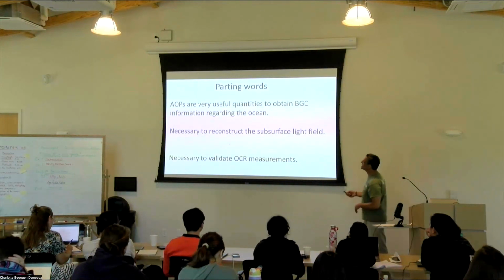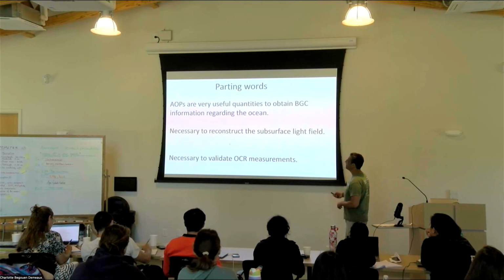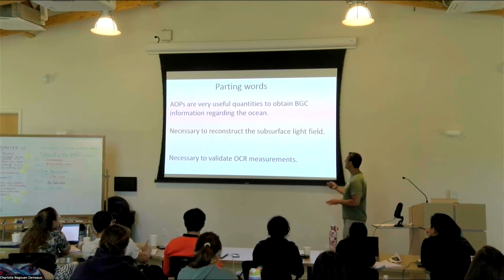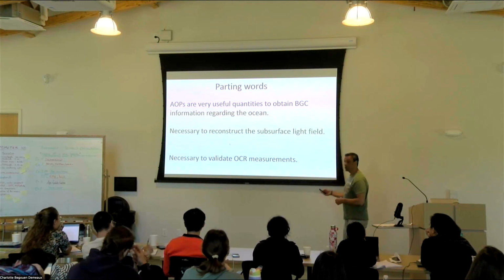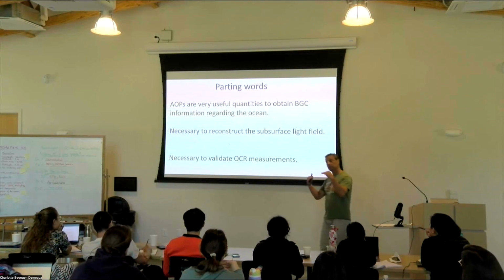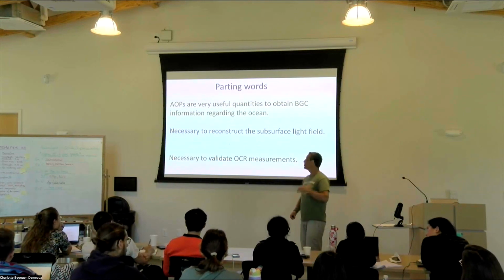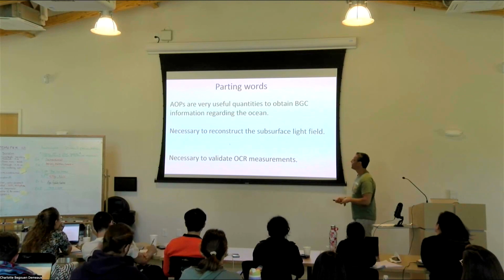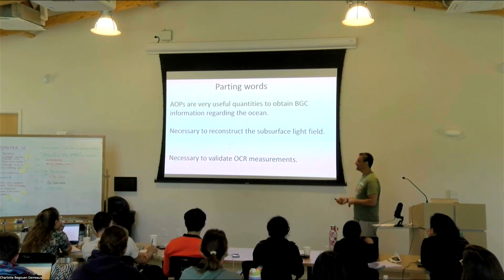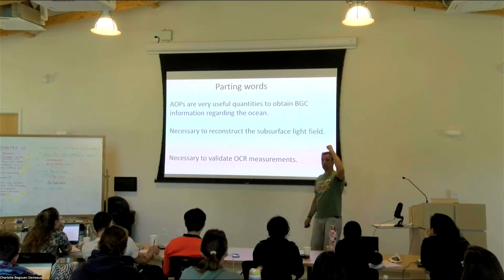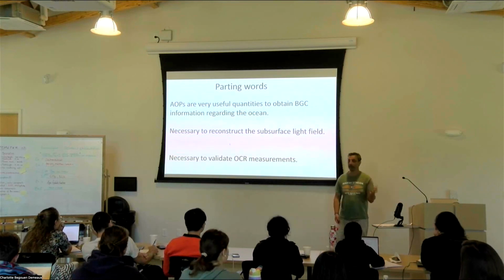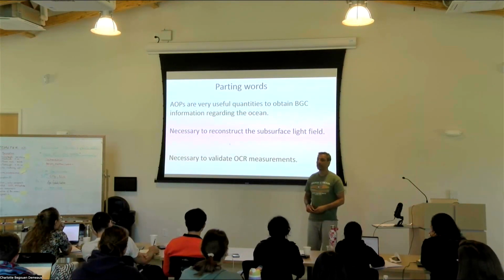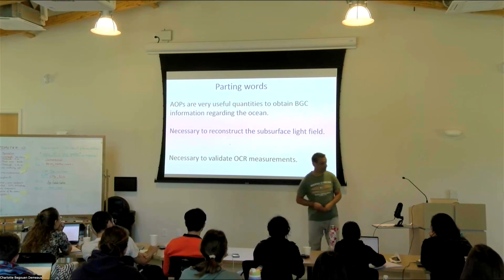So, parting words: AOPs are very useful quantities to obtain BGC information regarding the ocean. They're tremendously useful. They're necessary to reconstruct the subsurface chlorophyll. So if you have only measurements of the surface and you want to know how it's distributed in the water, you need those. And they're also necessary to validate measurements done from satellites. So they're important. How you get them and how hard it is to measure them, that's part of what you're going to do in the lab. Thank you.